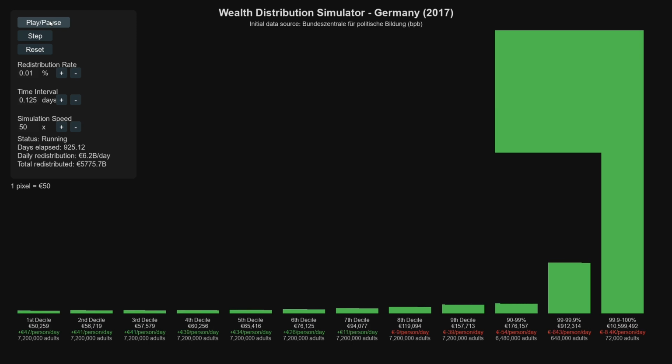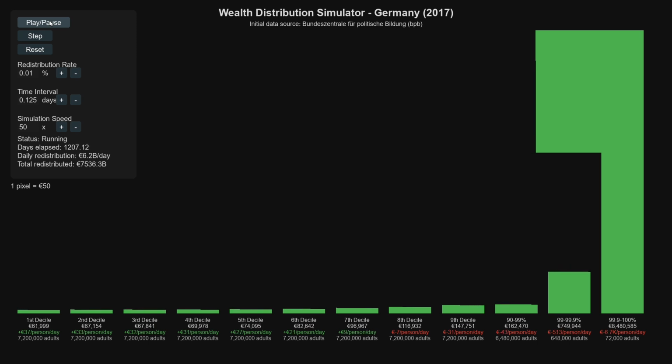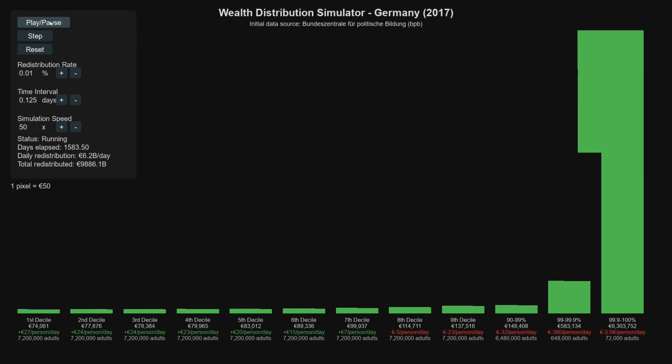Now at the end I want to mention some caveats. This only shows the wealth and potential redistribution system for the wealth. It doesn't show other income, it doesn't show what people spend money on a daily basis. All of those numbers are kept constant, so to speak. Another thing is that the initial data only concerns people over age 18. In a proper UBI, I would also include children as the beneficiaries.